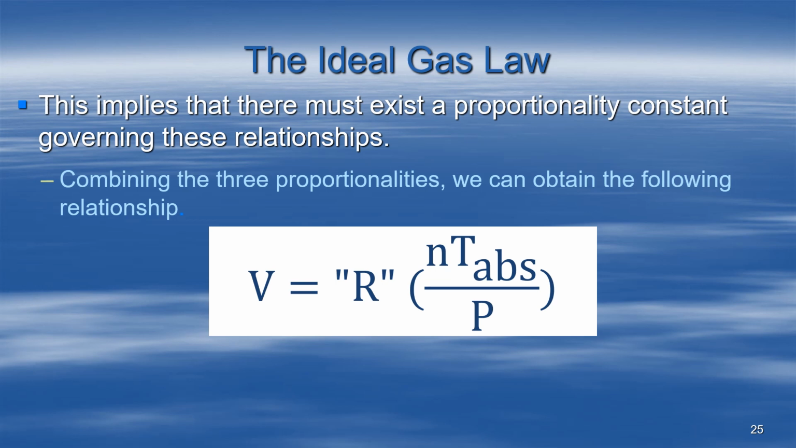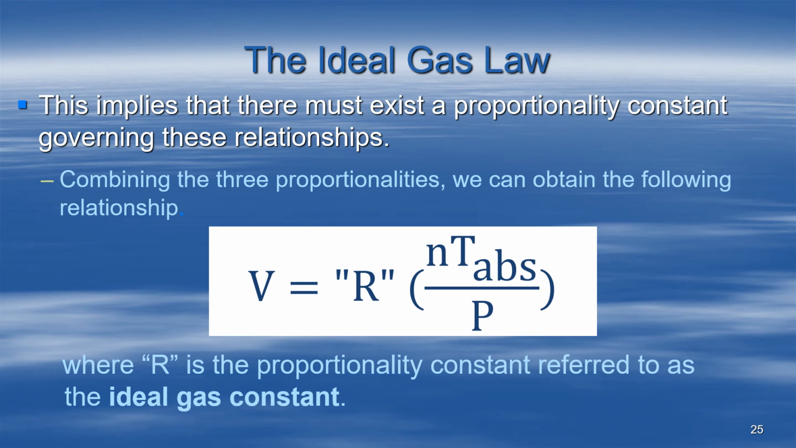over P. So actually, if you plug in 1 mole and you plug in standard temperature and you plug in standard pressure, and since we know the volume is 22.4 liters, we can solve for what this R is. So R is called the proportionality constant, and it's also sometimes called the ideal gas constant. And so R has a specific value.